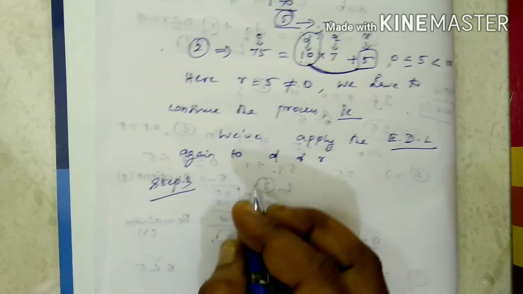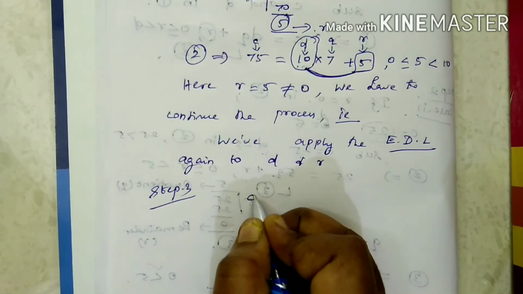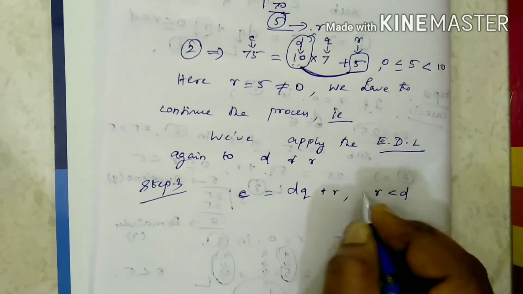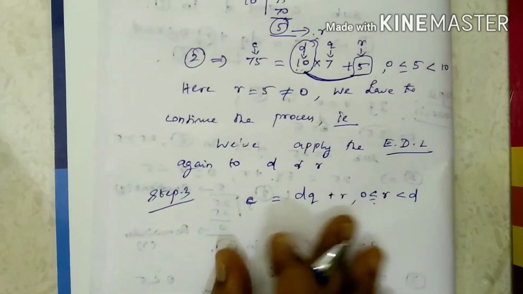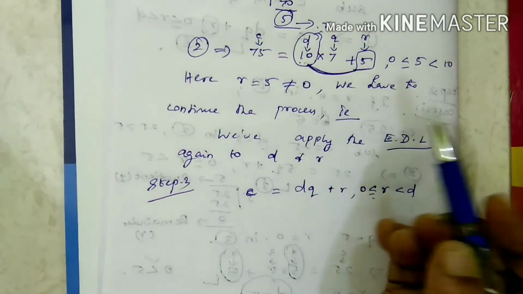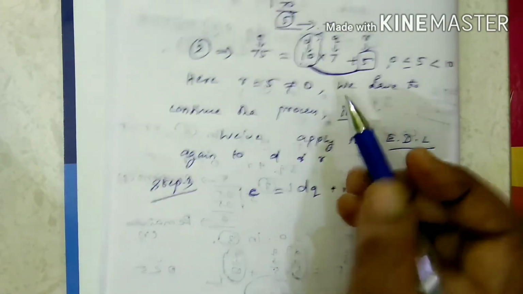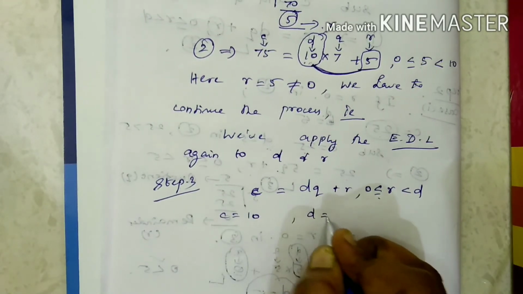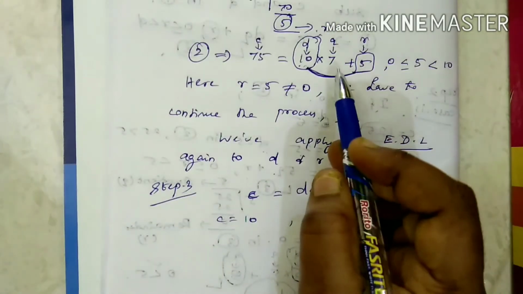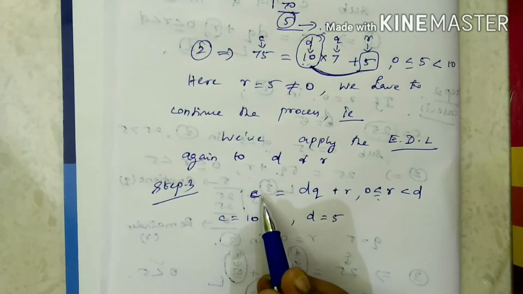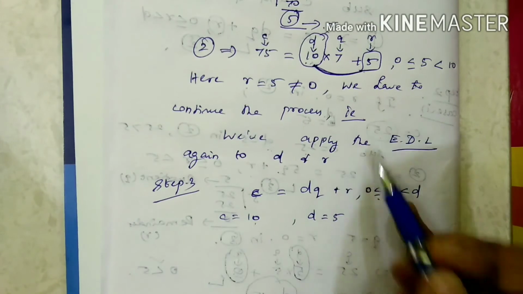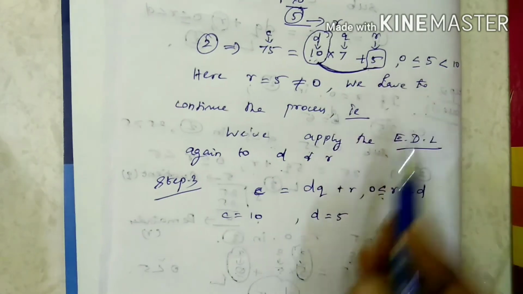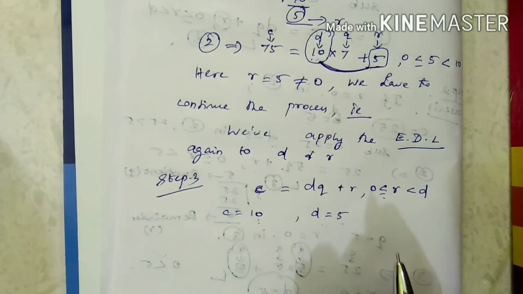Then, Euclid's division lemma: C is equal to dq plus R, where R should be less than D and it should be greater than or equal to 0. This is the general equation. Now instead of C we are going to substitute 10, and instead of D we are taking 5, since we apply it to D and R. So C is equal to 10 and D is equal to 5.